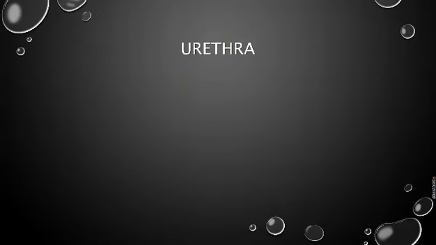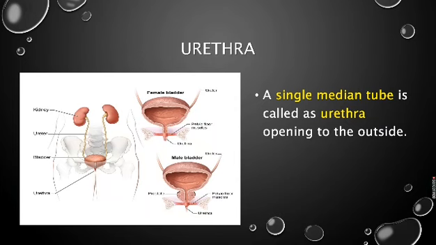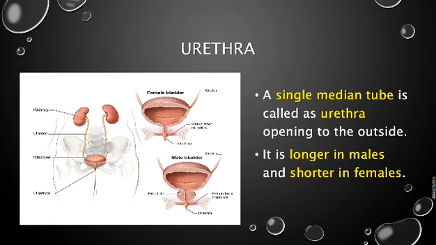Then the last part of excretory system is the urethra. The single median tube is called as the urethra, opening to the outside, and it is longer in males and shorter in females. As you can see in the picture, it is longer in males whereas it is shorter in females. So again, urethra is a single median tube.